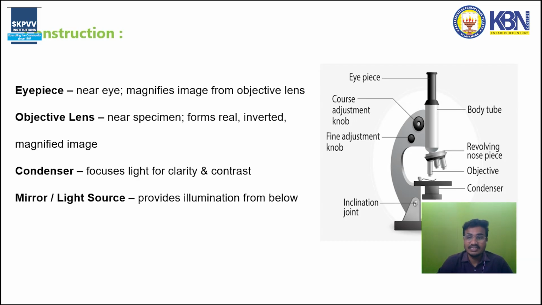Then the next one is the objective lens. The objective lens is near the specimen, and it forms a real, inverted and magnified image of the specimen. Then the condenser lens.